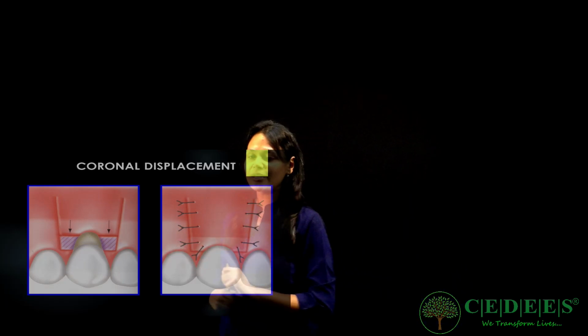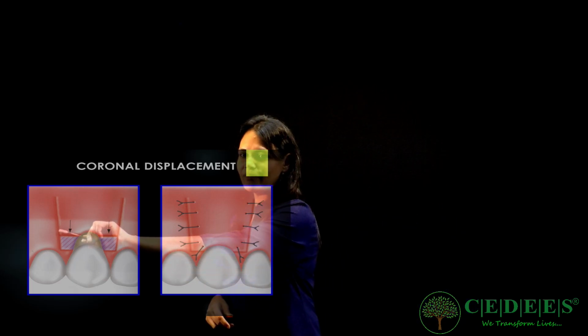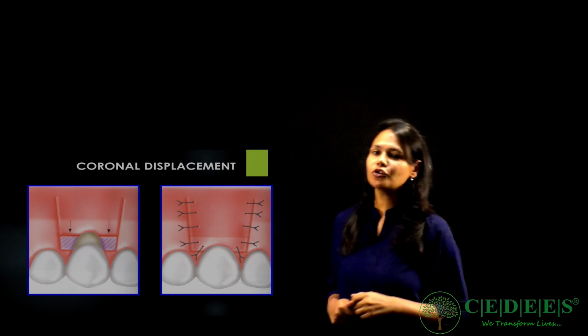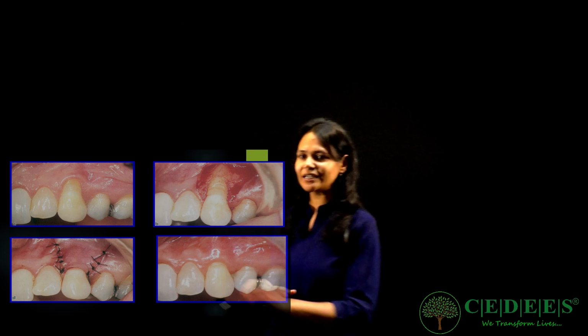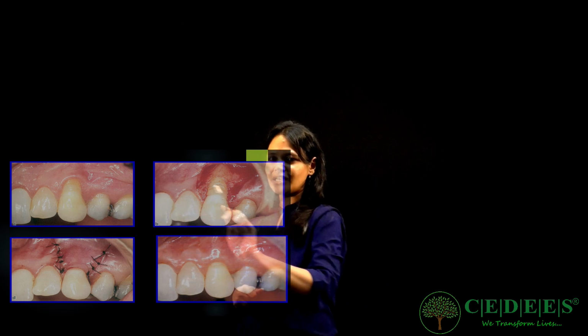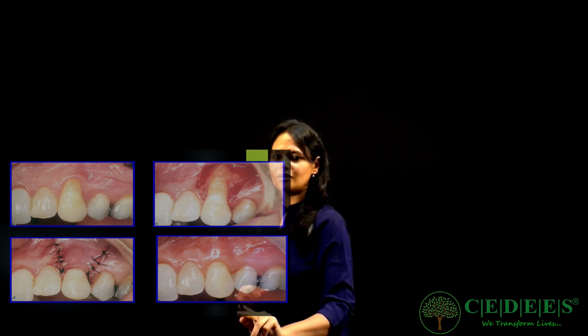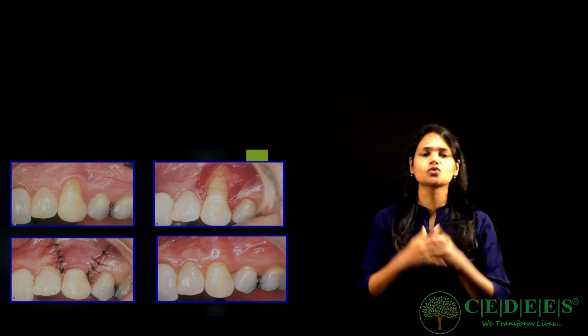Here, for example, sometimes we may have recession and we may want to cover it. So we elevate the flap, pull it down coronally and suture it. So this is the example of a coronally displaced flap. This is a clinical case demonstrating recession, exposure of flap, coronal repositioning and suturing, coverage of the recession. So coronally reposition is when you pull the flap down and you suture it.